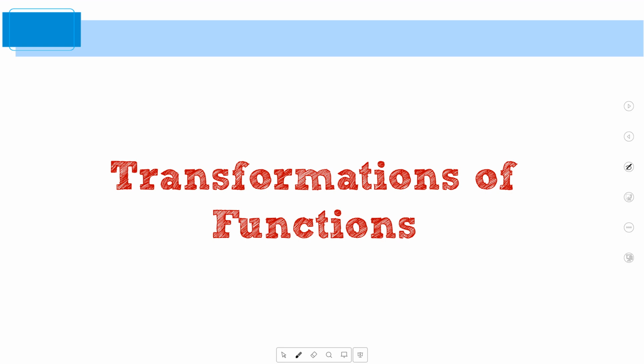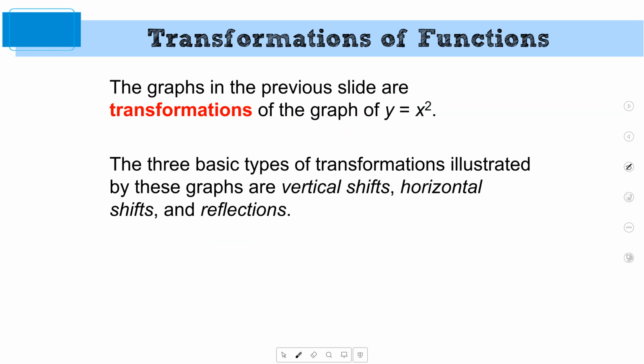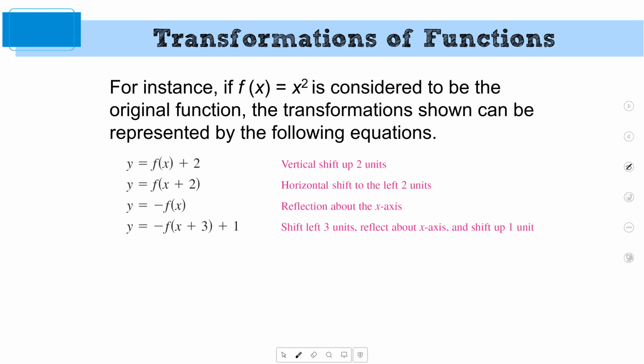Transforming functions, starting with a mother function, and moving it around and flipping it over. So here are some examples of what I can do with a basic parabola graph. Slide it up, move it left, flip it over, and do both. If you look at something like the last statement here, what order do you go in? It follows Aunt Sally's rules. Please excuse my dear Aunt Sally.